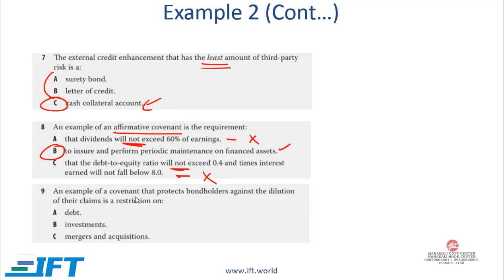An example of a covenant that protects bondholders against the dilution of other claims is a restriction on. So here the best answer is A, because if more debt is issued, then clearly there will be a dilution of claims. A company has a certain amount of assets and cash flows, and if the company keeps issuing more debt, then there will be a dilution of claims.